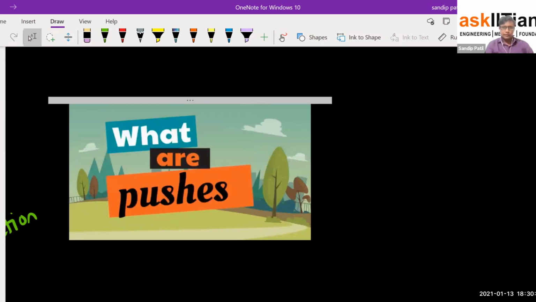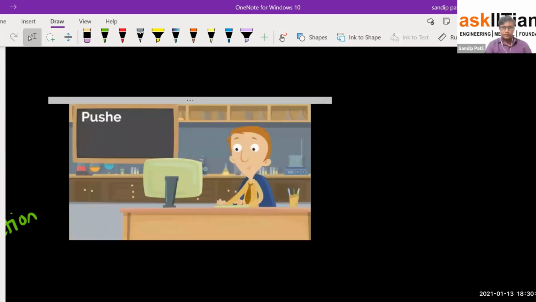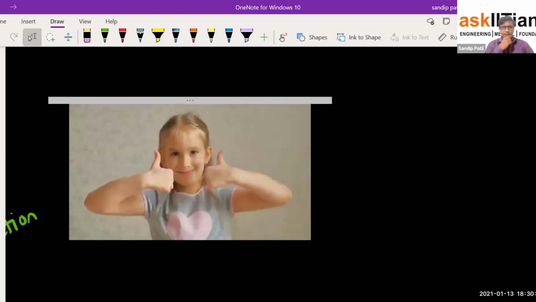So, what are pushes? Well, a push is the opposite. Pushes move objects away from you. Can you say that with us? Pushes move objects away from you. Fantastic.